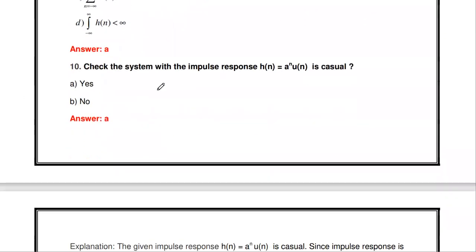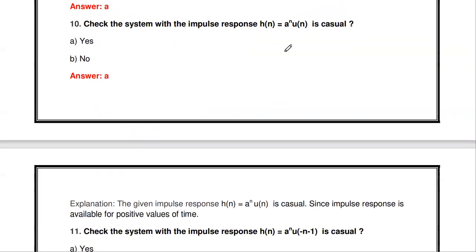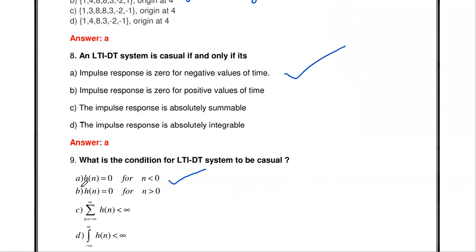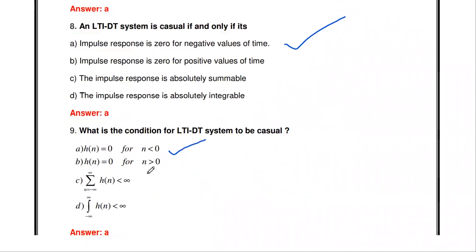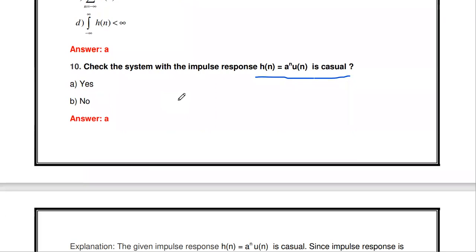Next, check whether the system with impulse response h of n equal to a power n u of n is causal or not. Using this condition, we check the given system. If this condition is satisfied, the system is said to be causal, otherwise anti-causal. So using this condition, we have to solve this problem. This problem is important, a 2 mark question.